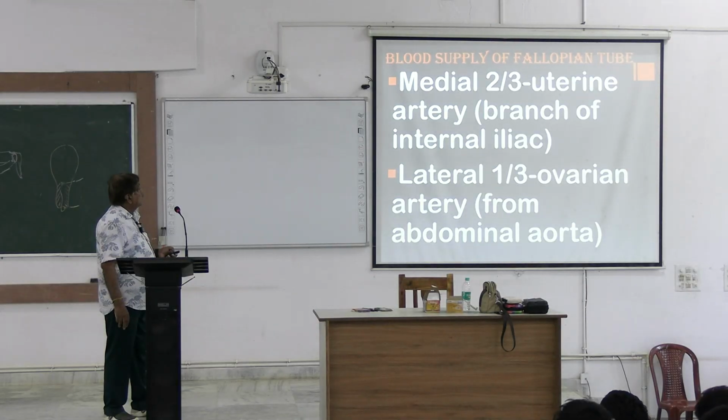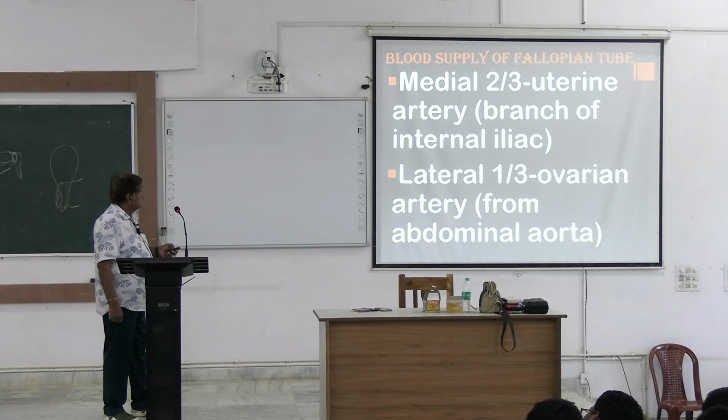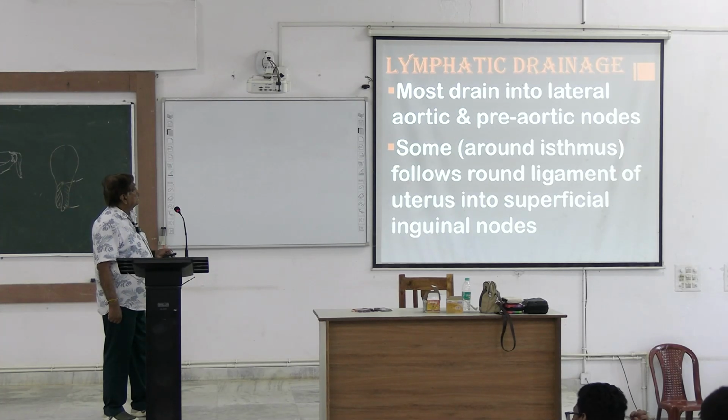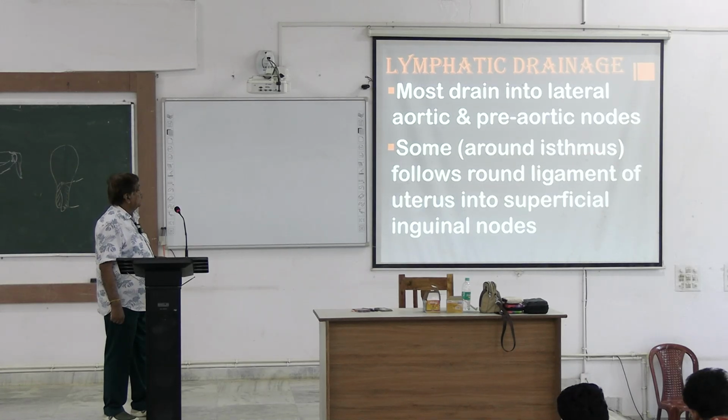Now, blood supply of the fallopian tube: medial 2/3 from the uterine artery, branch of the internal iliac. Lateral 1/3 from the ovarian artery from the abdominal aorta. Now, venous drainage of the uterine tube: pampiniform plexus of the ovary and uterine veins. Lymphatic drainage: most drain into the lateral aortic and pre-aortic nodes, some from the isthmus follow the round ligament of the uterus into the superficial inguinal lymph nodes.